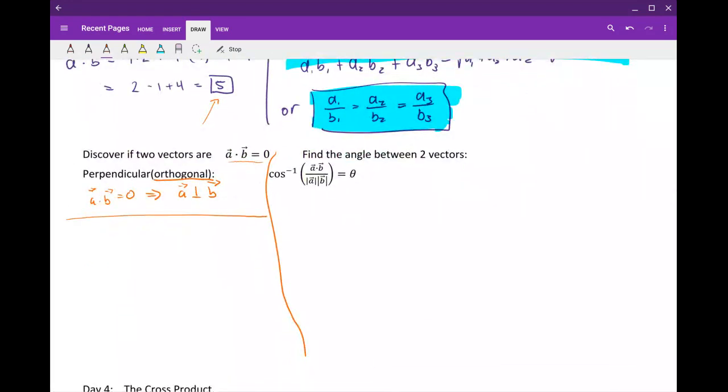Here's a bonus question. Sometimes you're asked to determine or build a vector that's perpendicular to B. Build a vector perpendicular to, let's say, A, which is 1, 1, 1. So I need some vector that's perpendicular to A. Well, what kind of vector? I don't know, any vector.